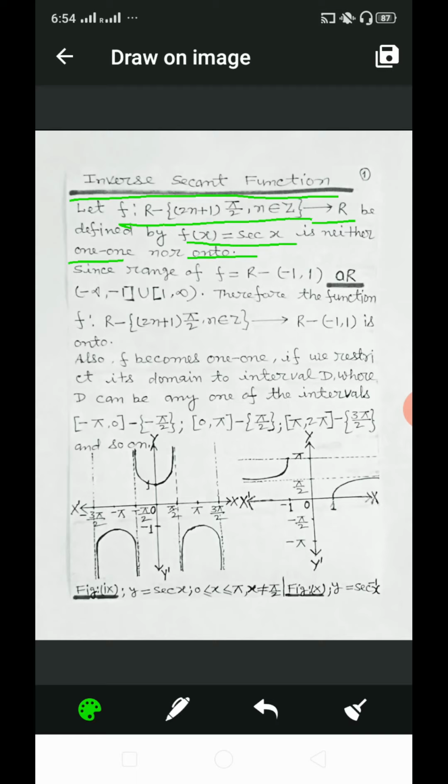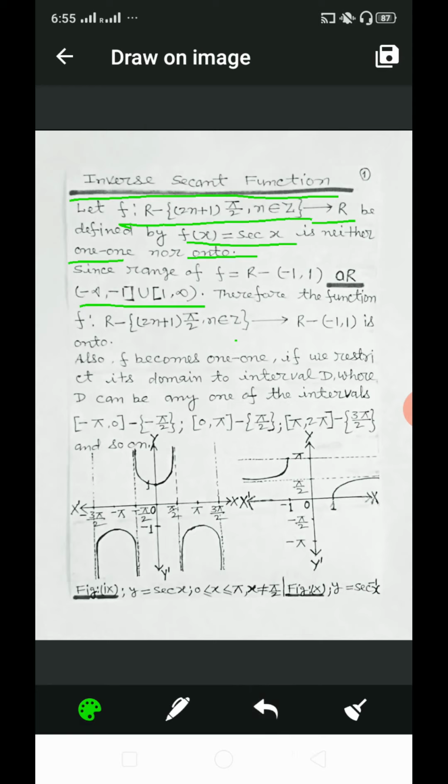Dear students, since the range of the secant function is R minus the open interval (-1, 1), that is, the union of the open interval (-∞, -1) and the open interval (1, ∞), therefore the function defined from R minus (2n+1)π/2, where n belongs to integers, that is Z, to R minus the open interval (-1, 1) is onto.